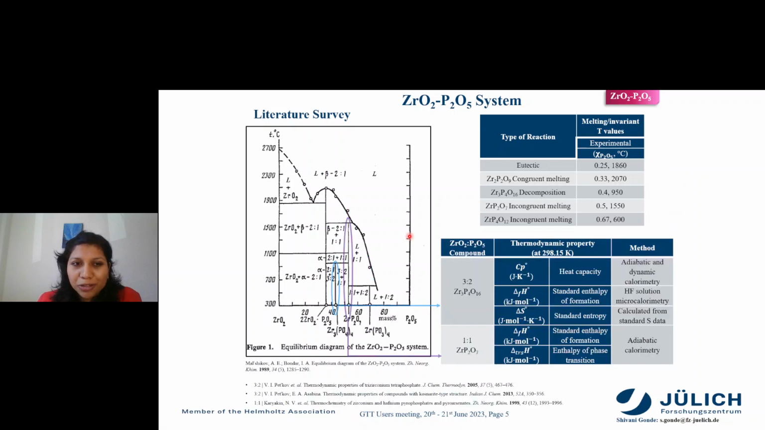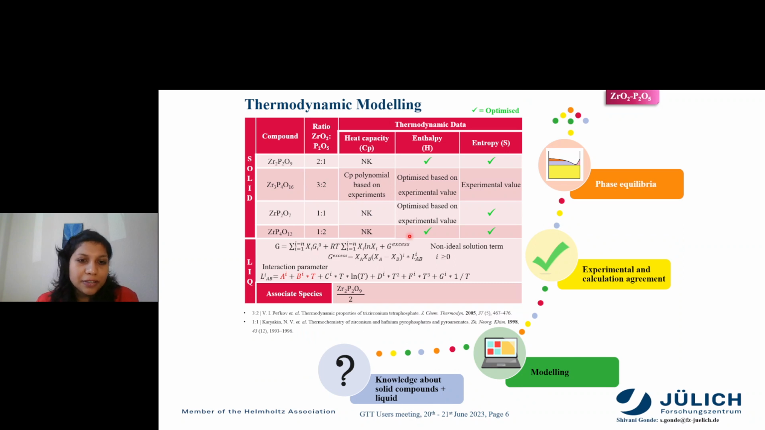This has been utilized for modeling, and also thermodynamic data for the 3:2 and 1:1 compounds have been considered. For the modeling, we not only need to know information about solid compounds but also about the liquid. And in the case of our modeling, we have utilized the modified associate species model in order to be compatible with the other systems present in the big database. After successful modeling, we have compared our results with the experimentally available information, and in this manner, we have created thermodynamic datasets for the systems.